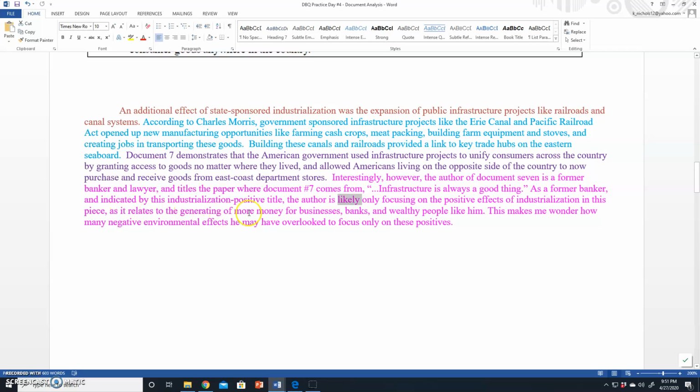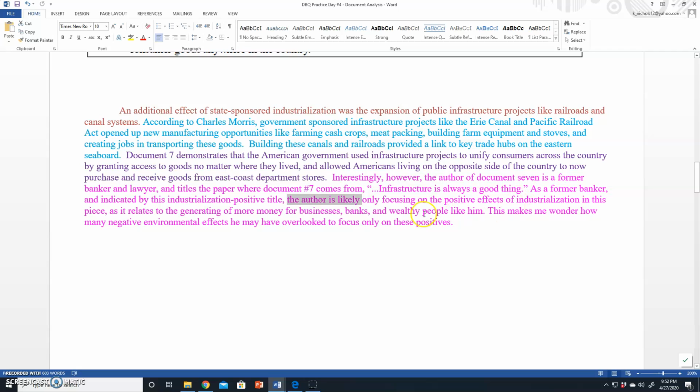Because it could generate more money for businesses, banks, and wealthy people like him. That's crucial, guys. You put in a little bit of his background again. You tell me that this is a positive title. Don't assume that I know that it's a positive title. You don't be black or white. You basically say it's possible, it's likely. There's the probability, and then you tell me why he's being super positive.